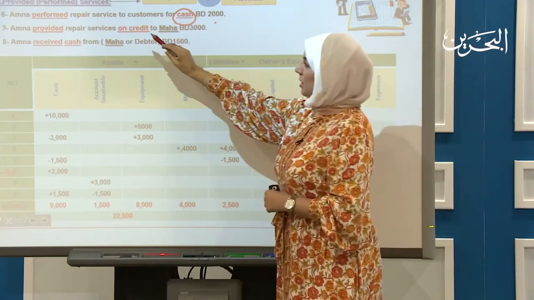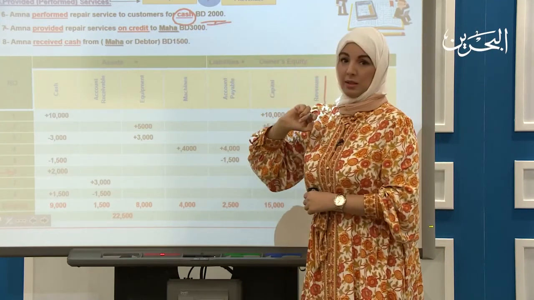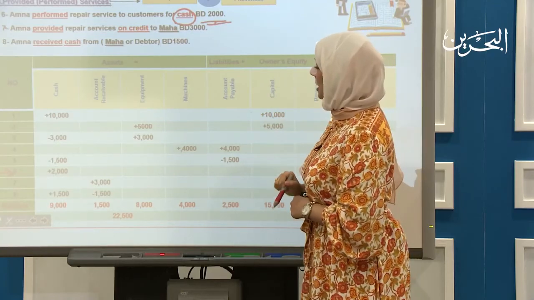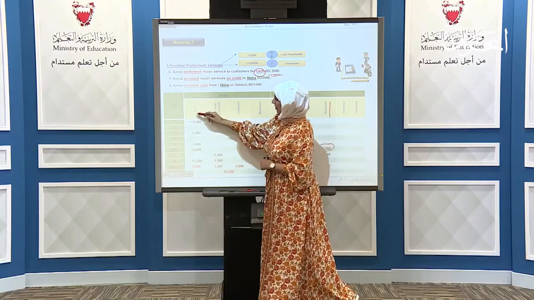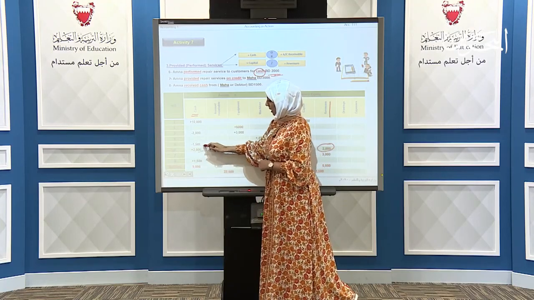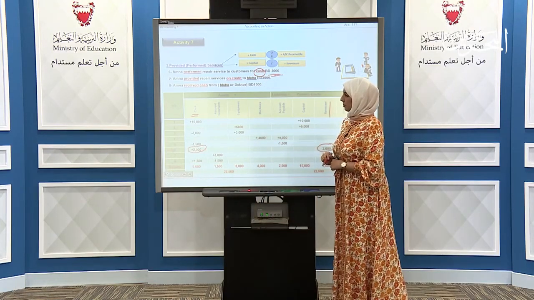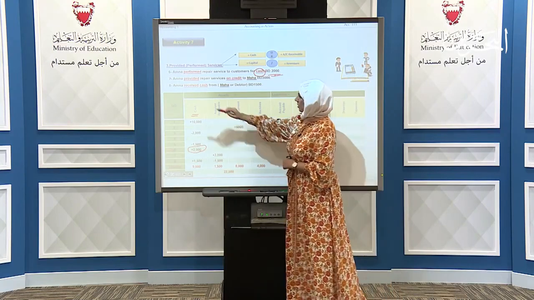Then, did I receive this amount in the transaction? Yes, I receive this amount. So if I receive it, then the cash in my company will increase. So I will come here and increase it by 2,000. Moving to the second transaction.